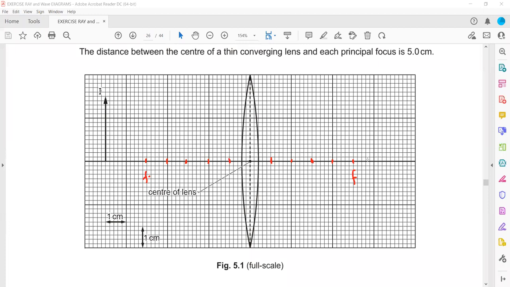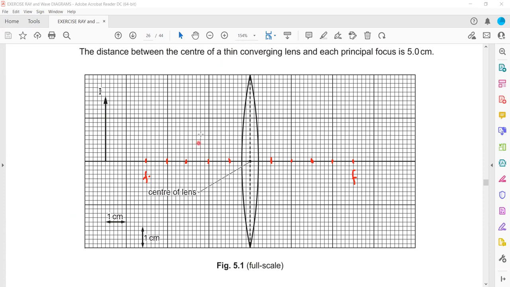So as you can see, this image appears to be upright. It means this will be a virtual image. Why will it be a virtual image? Because it appears upright. Otherwise, if it was a real image, it should be inverted. So the object and the image should be on the same side. So the object should be here, somewhere within the focus.